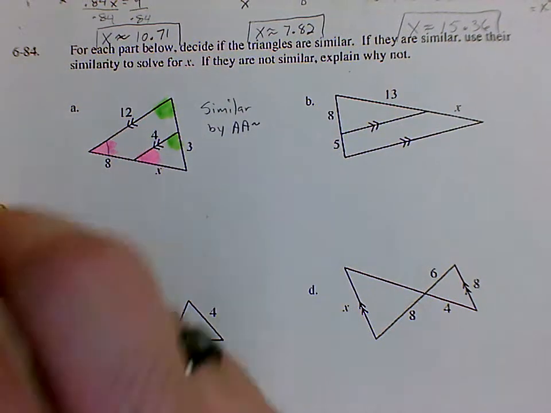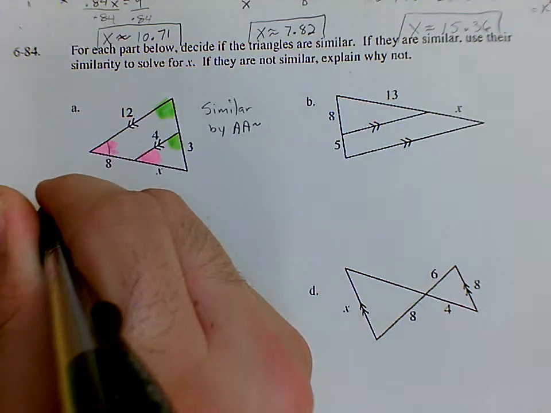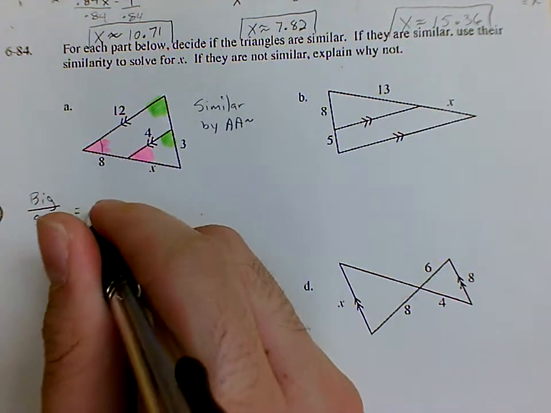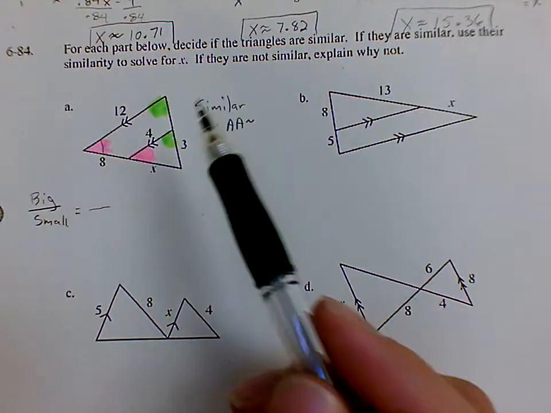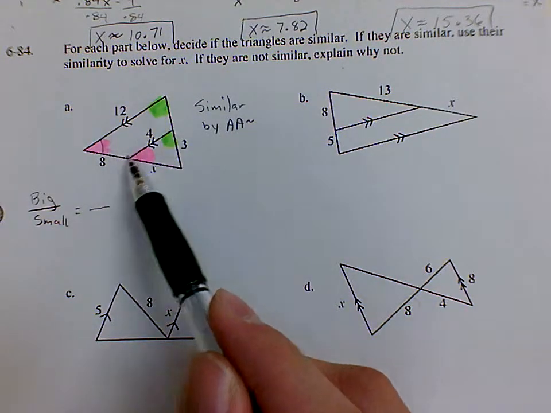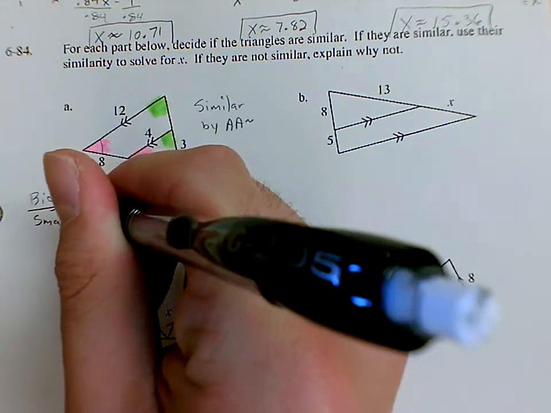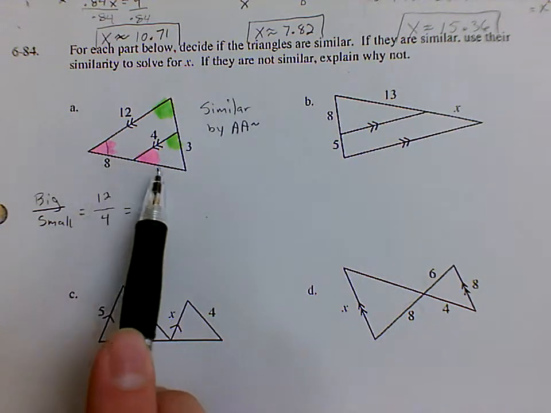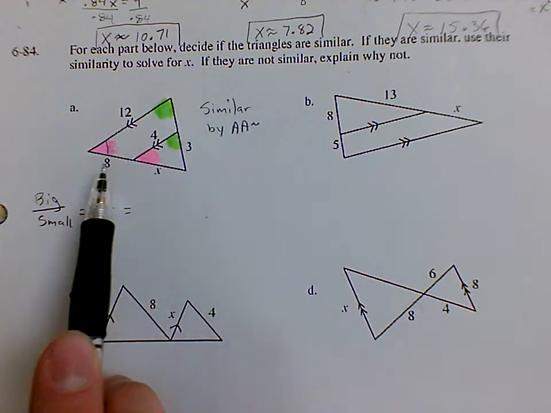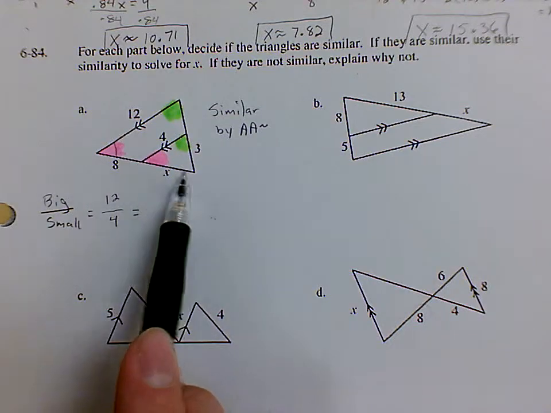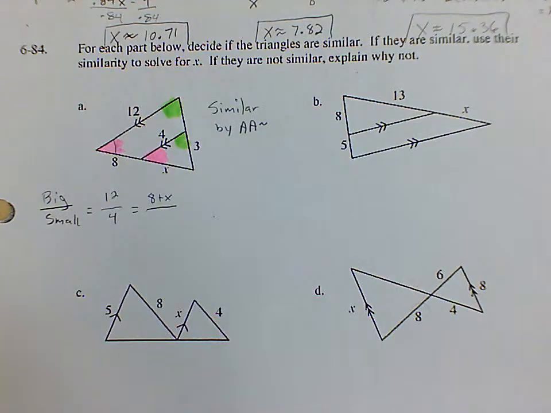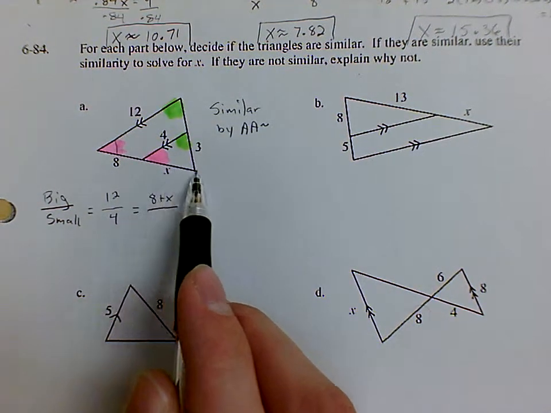So I can set up my proportion of big over small. Usually I start with what we know. So I know the big part of this triangle is 12 and the small part is 4. So 12 over 4. And then I've got to do the big part of this triangle, which is going to be 8 plus x over the small part, which is just x.